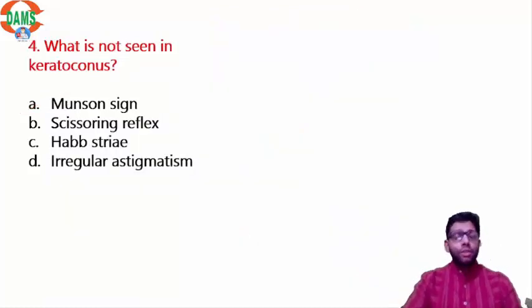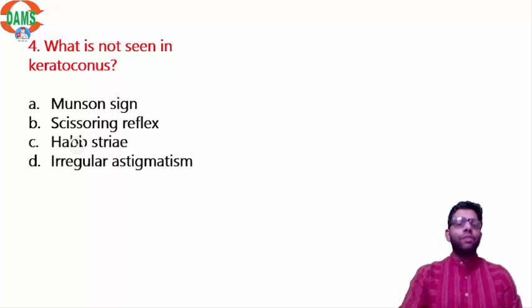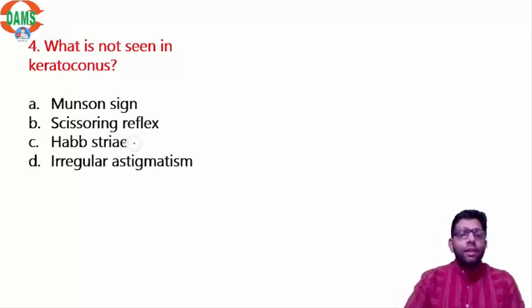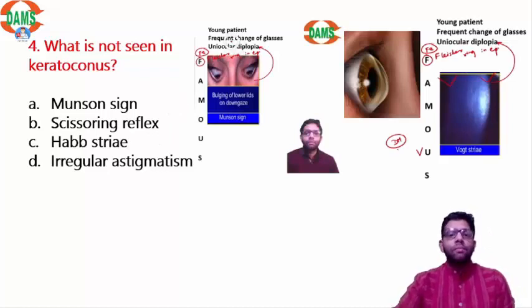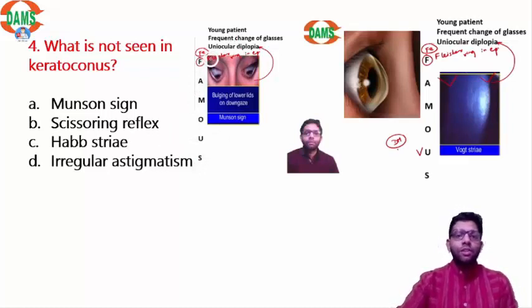Now keratoconus is always an important topic. In keratoconus, which sign is not seen? H for HAB, H for horizontal striae, seen in congenital glaucoma. Famous signs of keratoconus: a young male with frequent change of glasses, with famous signs like Fleischer's ring, astigmatism, Munson sign was there in the question.